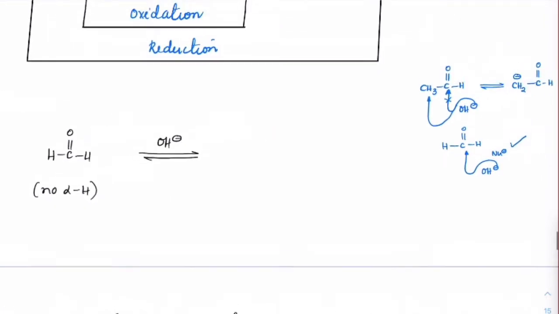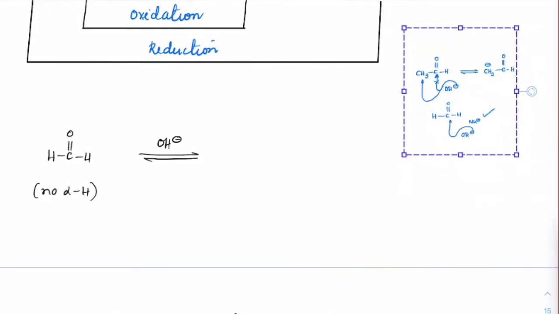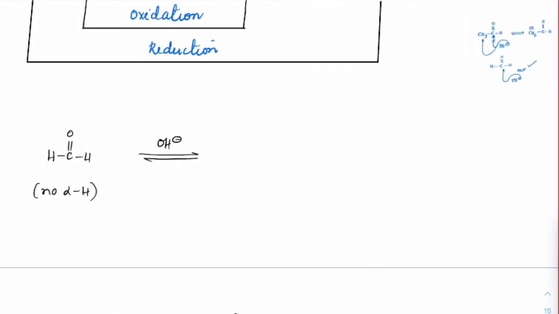So that OH minus will attack as the nucleophile here. It will attack this carbon, and this would become HCO minus, OH and H. This is what you have. So what we are getting is an oxy anion intermediate. The oxy anion intermediate has been formed.